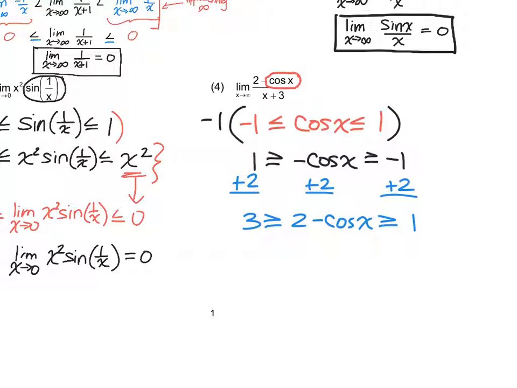In terms of the actual structure, I don't know if I want it to be like this, where the larger number's on the left-hand side, so I'm just going to reverse everything around. So 1 less than or equal to 2 minus cosine x, less than or equal to 3. Now, again, I'm trying to build towards the inner function.